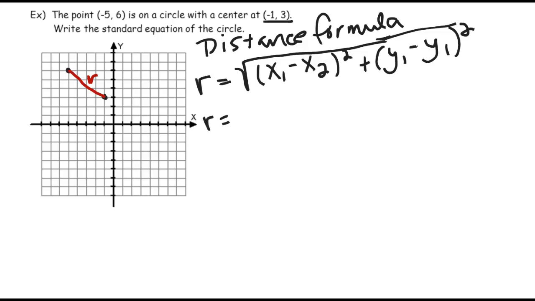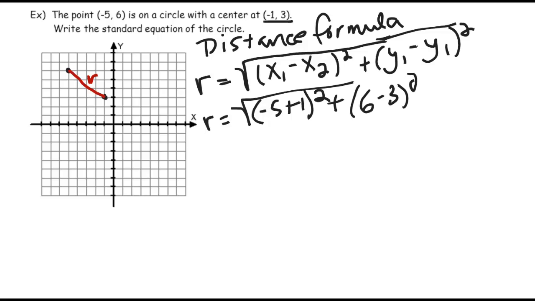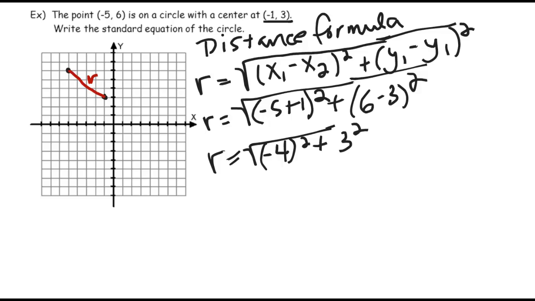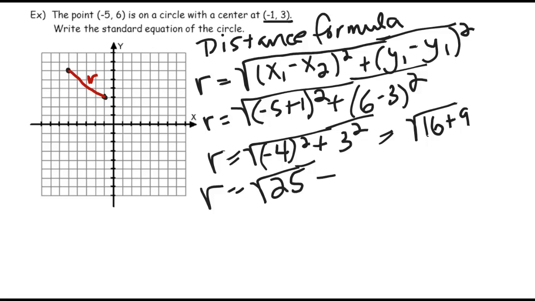So my radius here is going to be the square root of -5 plus 1 squared plus 6 minus 3 squared. I'm going to get r equals the square root of -4 squared plus 3 squared. I'm going to write this over here so I don't run out of room: the square root of 16 plus 9, so r equals the square root of 25. Now remember, we're looking for radius, which is a length, so we're going to get 5.